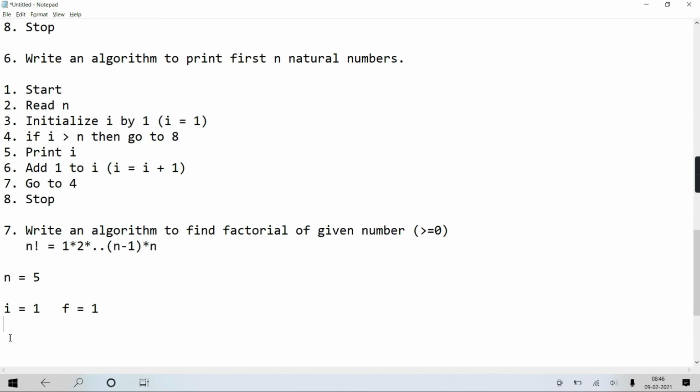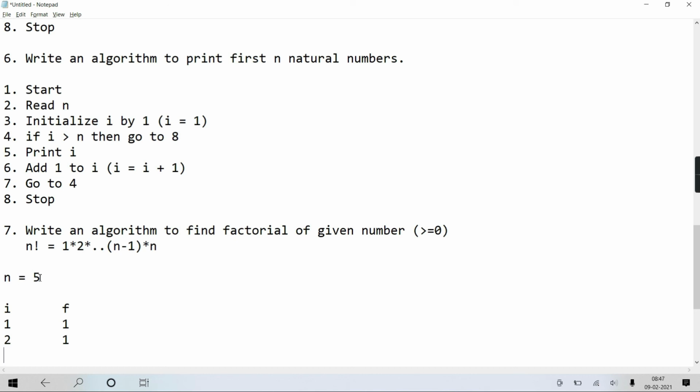See, the procedure I'll tell you. N is accepted. This is your I and this is f. And I told you initially I is 1, f is 1. Now tell me, is 1 greater than 5? No. So multiply these two and store it in f only. So what is 1 into 1? 1. Store in f and increment I by 1. It becomes 2. Now again check.